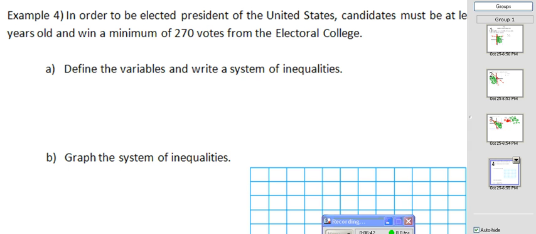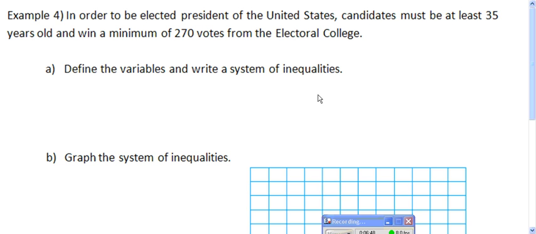Moving on to our last example here. I have a realistic example. Example 4, in order to be elected president for the United States, candidates must be at least 35 years old and win a minimum of 270 votes from the Electoral College. A says define the variables and write a system of inequalities.